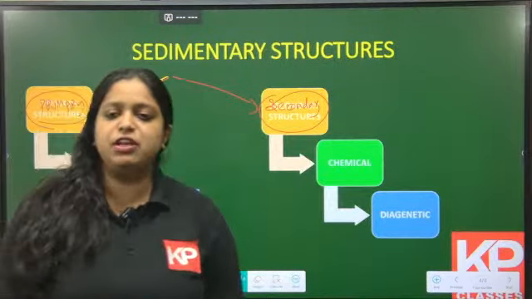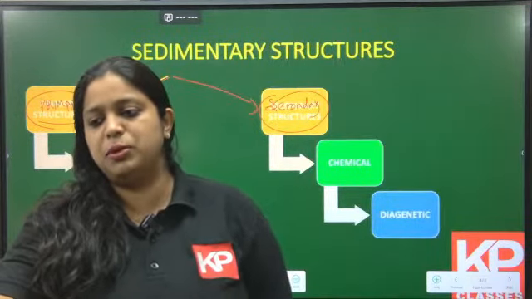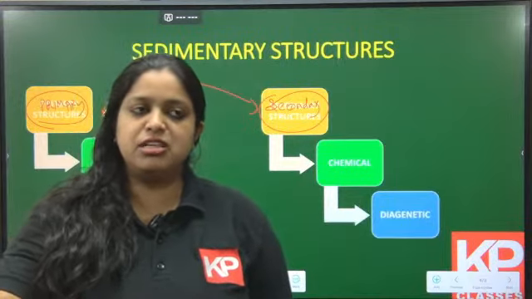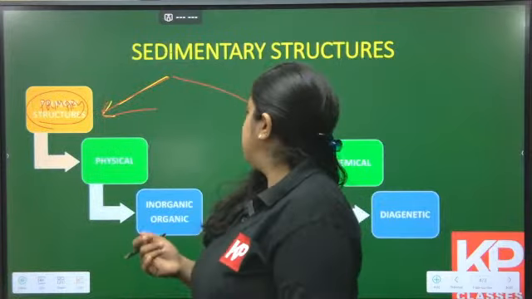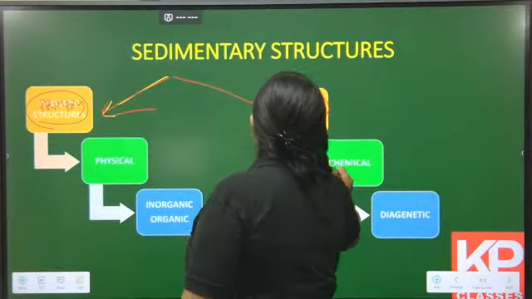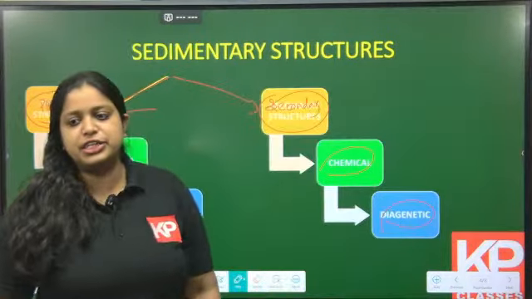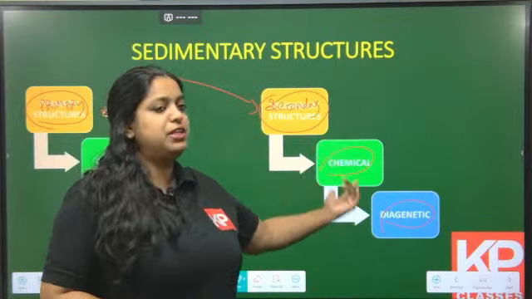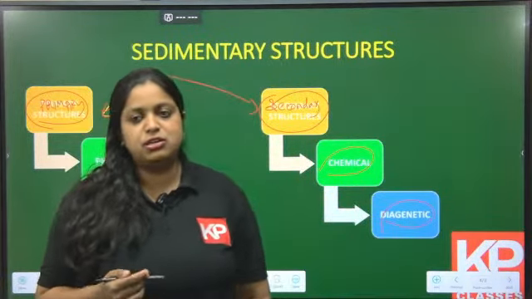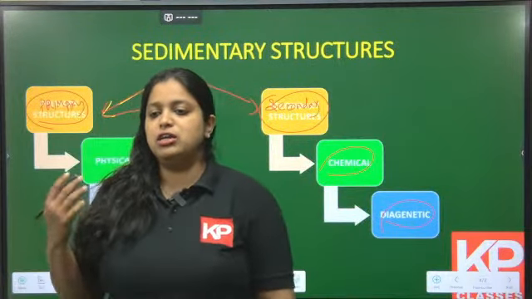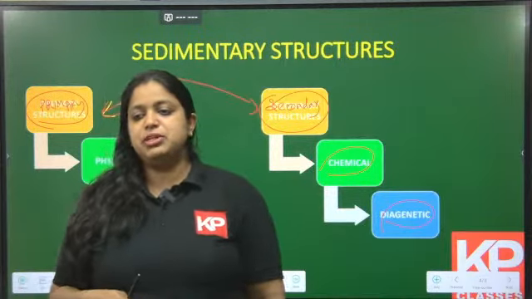The structures that develop during physical activities are called primary sedimentary structures. The structures that develop because of chemical actions we call secondary sedimentary structures. So, for example, diagenetic structures like concretions are secondary structures, the ones that form because of chemical activities, chemical reactions. All those come under secondary sedimentary structures or diagenetic sedimentary structures.